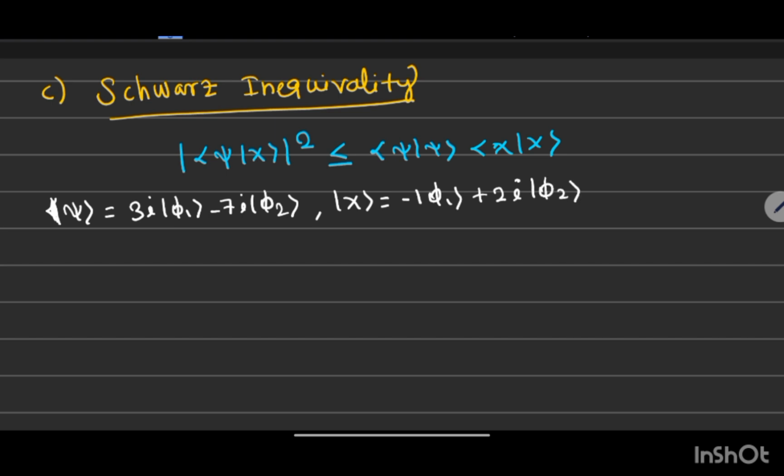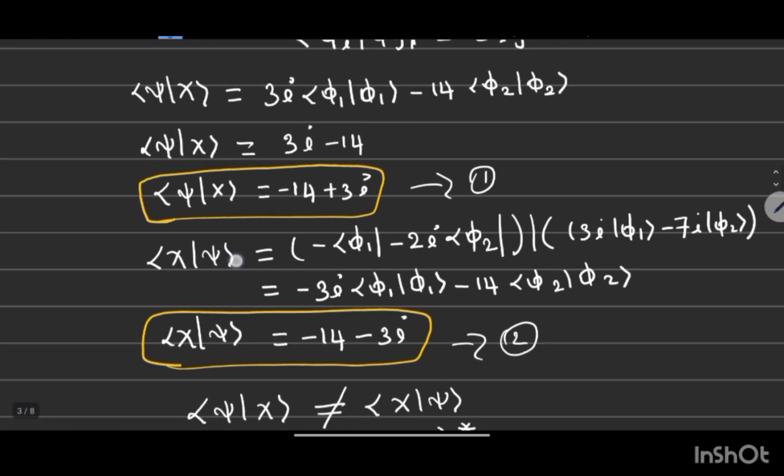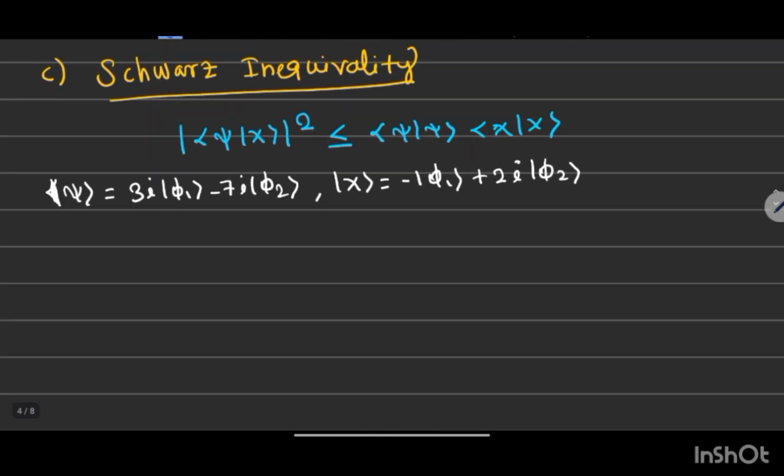Now take the scalar product of psi with chi. We already found what it is. You can notice here this is the scalar product of psi with chi, so we have to take the mod square of that. What will it be? Minus 14 plus 3i. Correct?